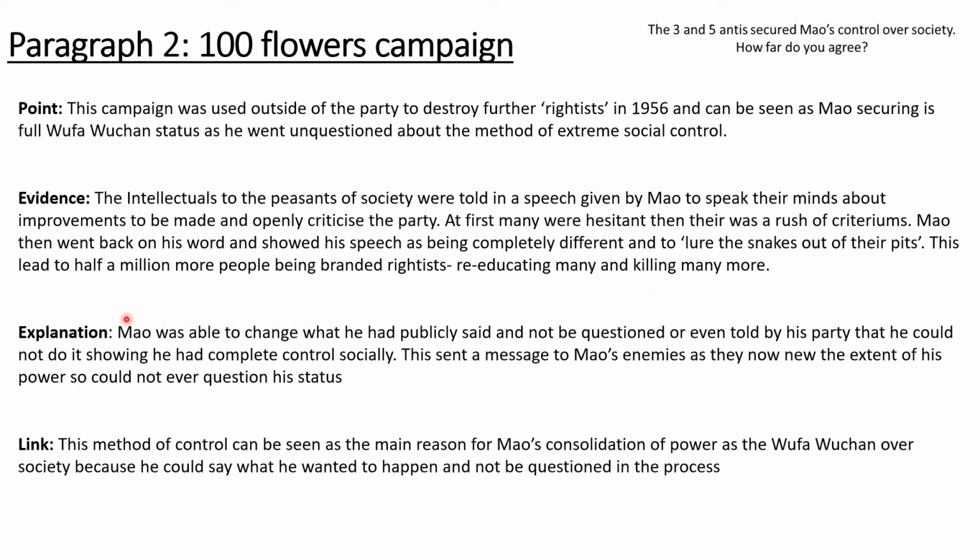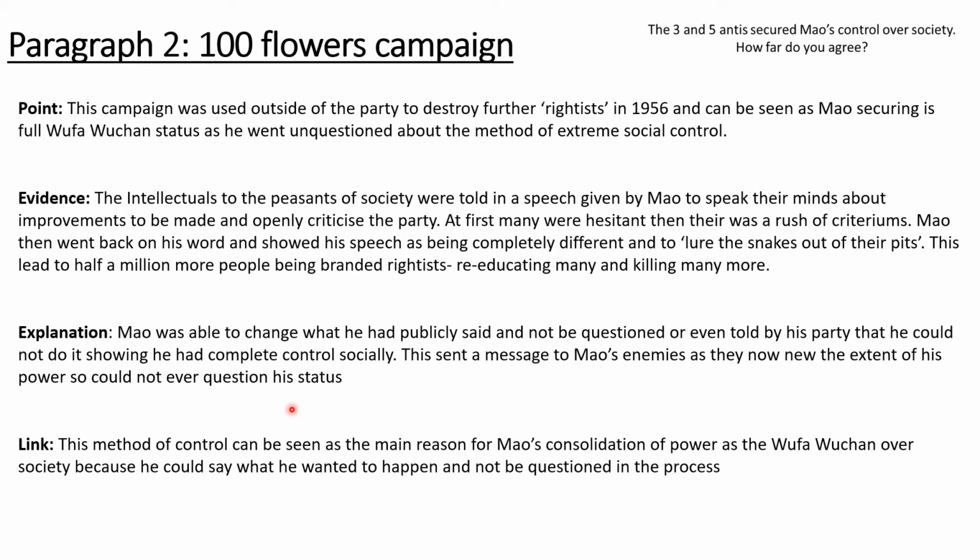So linking to the explanation, Mao was able to change what he had publicly said and not be questioned for it, or even told by the party that he could not do it, showing that he had complete social control. This sent a message to Mao's enemies, as they now knew the extent of his power, so could never question his status. So now he's completely reached that godlike Wu for Wu Chan status.